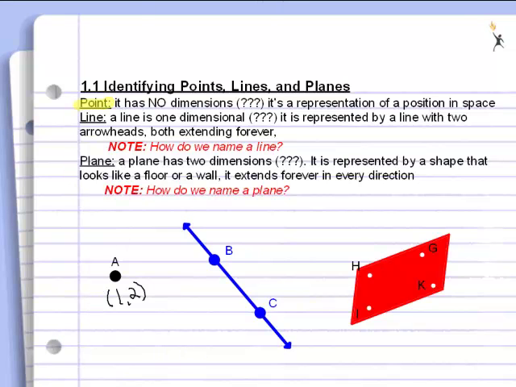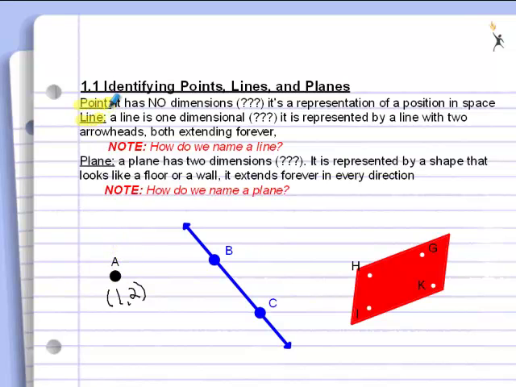But anyway, that's a point, and you will have to know different points. It's noted by just one letter. We can call point A just by one letter A. It doesn't have to have a name. Just one letter recognizes a point.